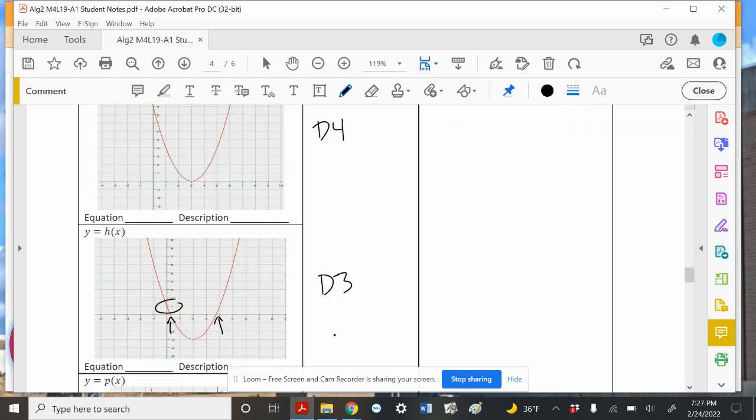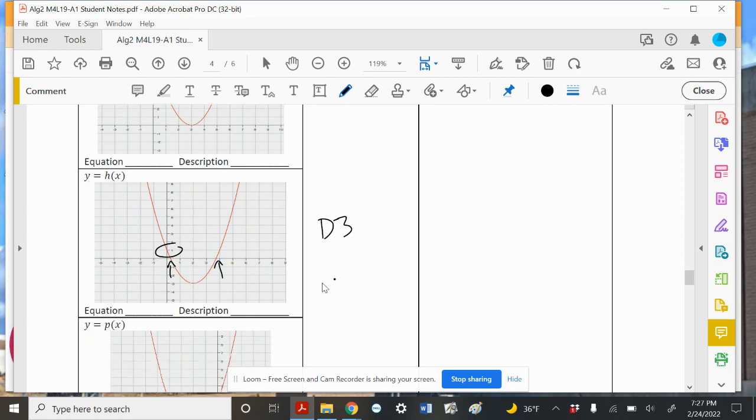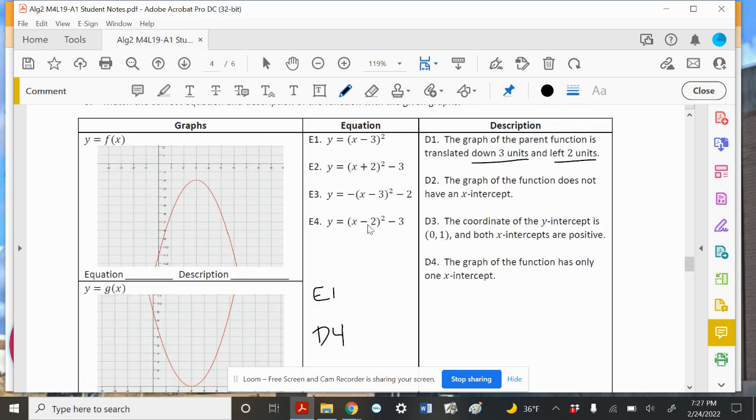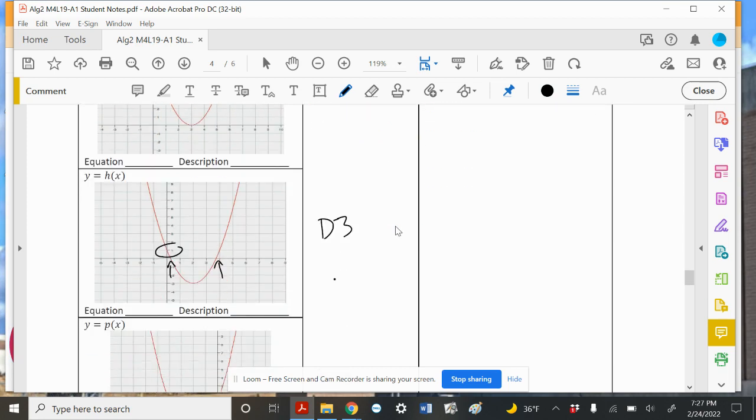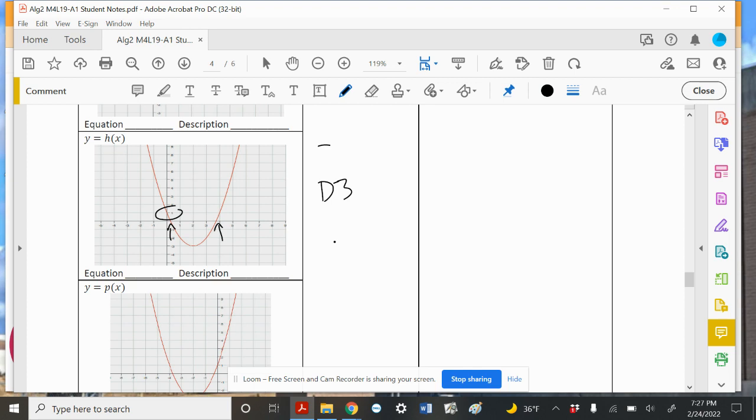We can also see what happened, as I already said: it moved this way 2 and down 3. So that would be a -3 on the outside and a -2 on the inside. That looks like E4, so this would be equation 4.